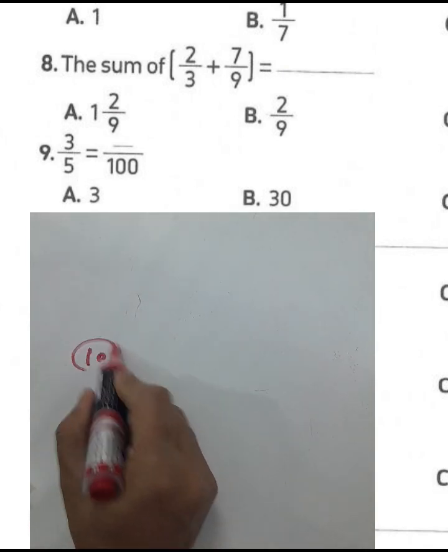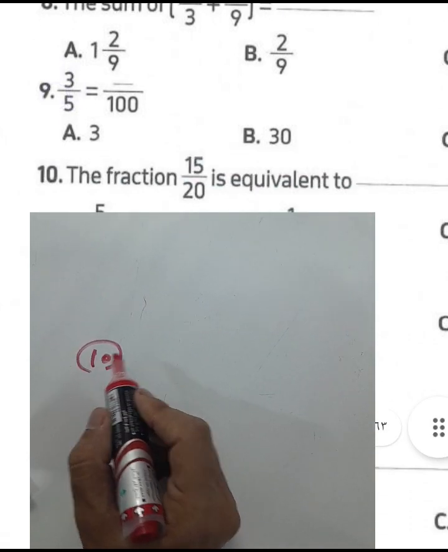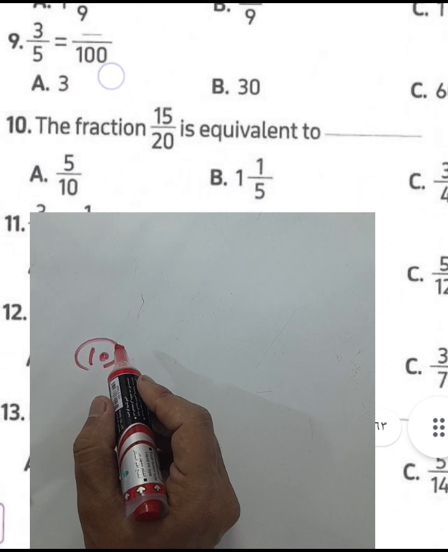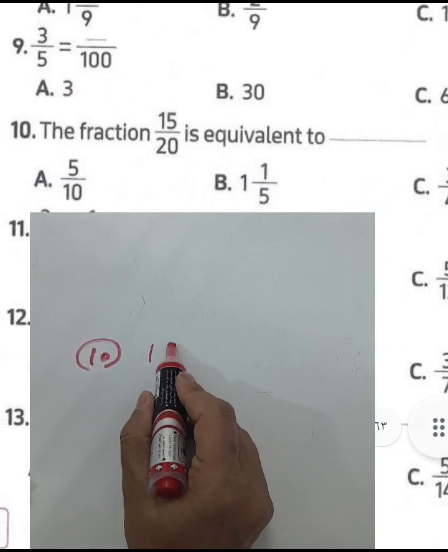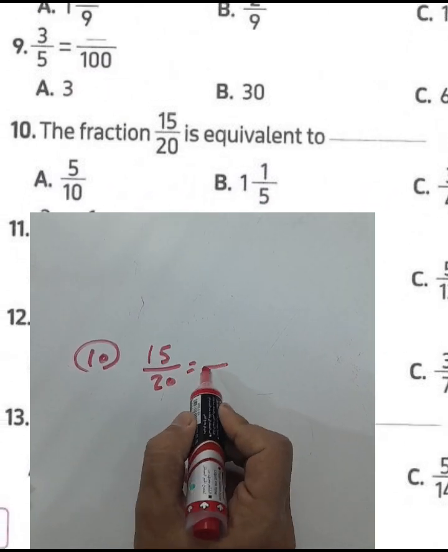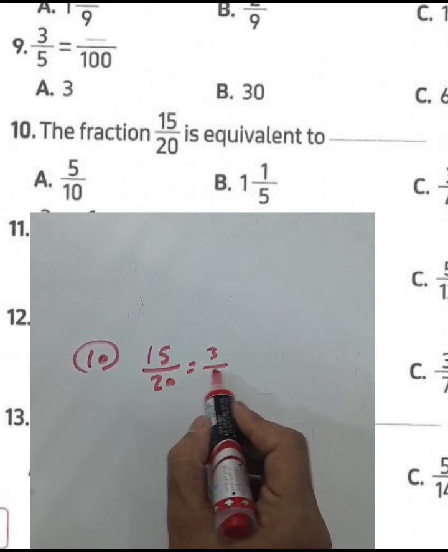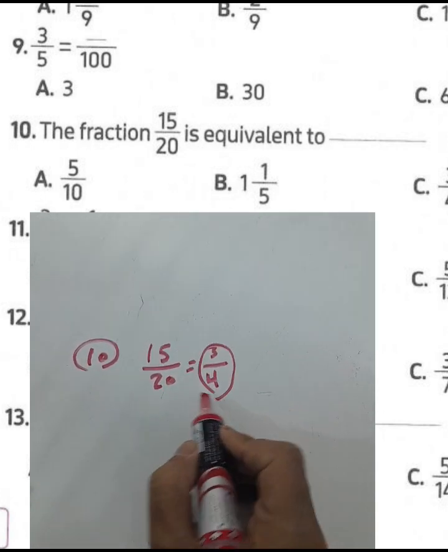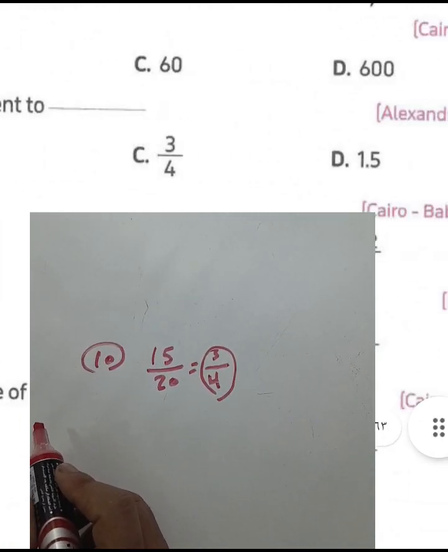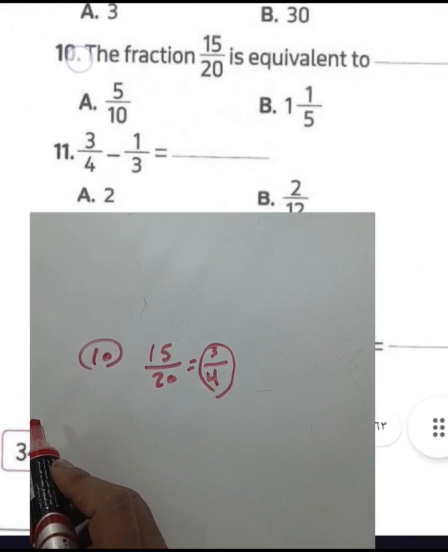Question number 10. The fraction 15 over 20 is equivalent to what? 15 over 20, you can simplify it by dividing the numerator and denominator by 5. 15 divided by 5 equals 3 and 20 divided by 5 equals 4. The equivalent here is 3 over 4. Letter C. Question 11.